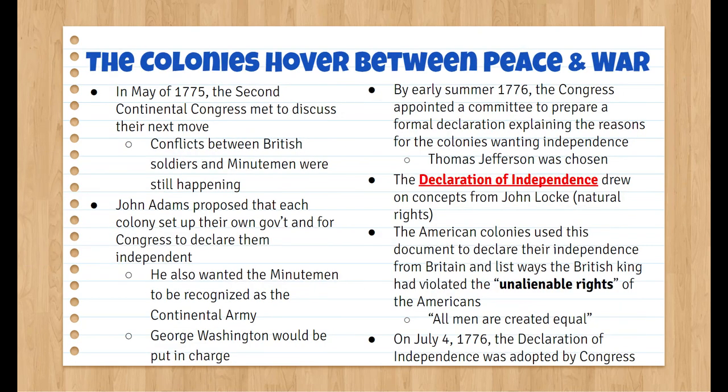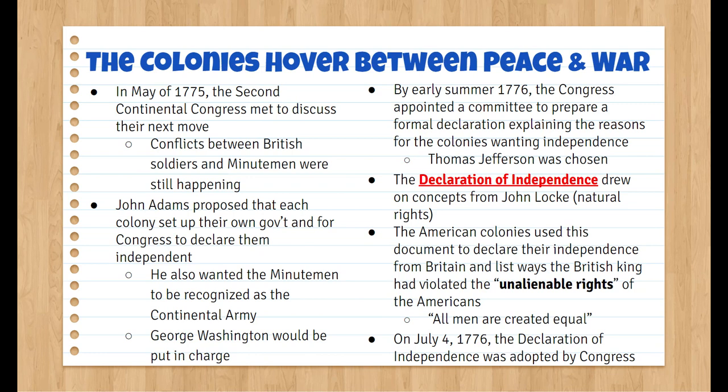The colonists hover between peace and war. In May of 1775, the Second Continental Congress met to discuss their next move. Conflicts between British soldiers and Minutemen were still happening. John Adams proposed that each colony set up their own government and for Congress to declare them independent. He also wanted the Minutemen to be recognized as the Continental Army. George Washington would be put in charge.